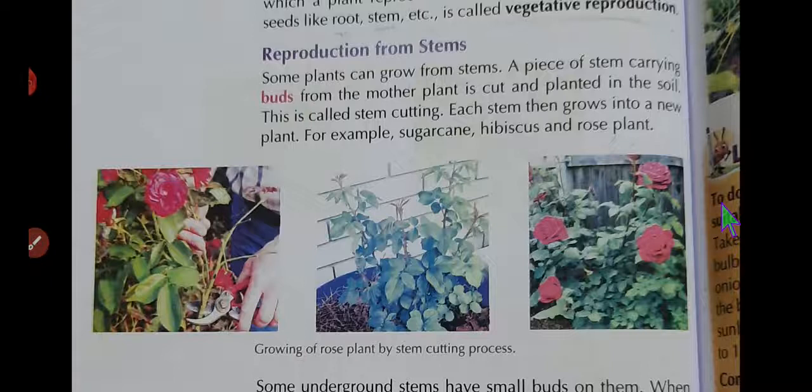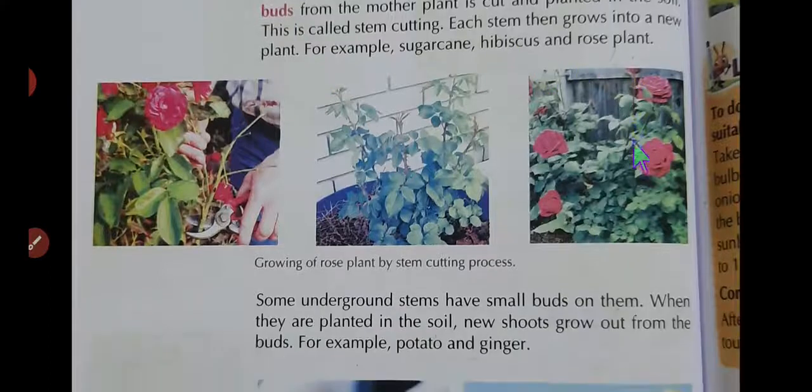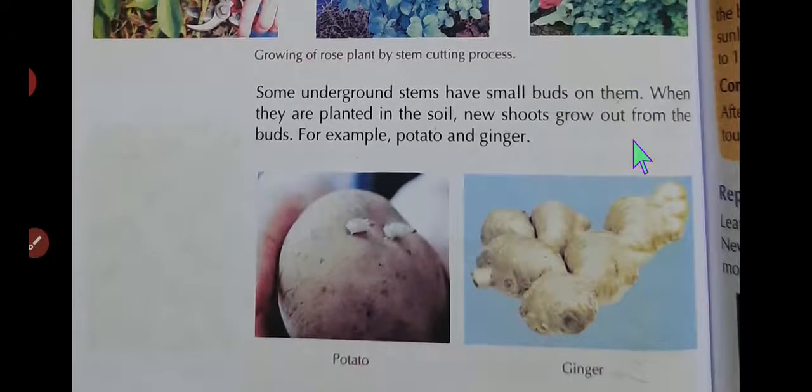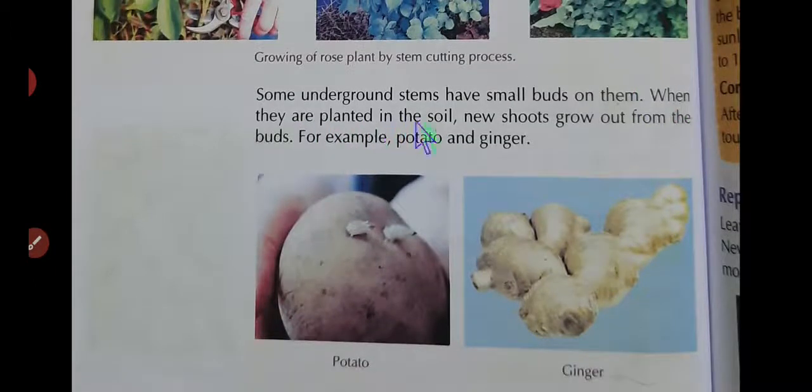Reproduction from stems. Some plants can grow from stems. A piece of stem carrying buds from the mother plant is cut and planted in the soil. This is called stem cutting. Each stem then grows into a new plant. For example, sugarcane, hibiscus, and rose plant. Some underground stems have small buds on them. When they are planted in the soil, new shoots grow out from the buds. For example, potato and ginger.